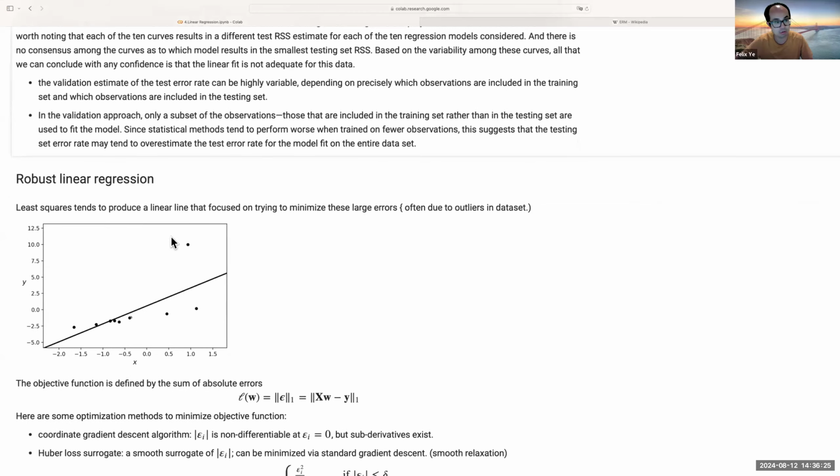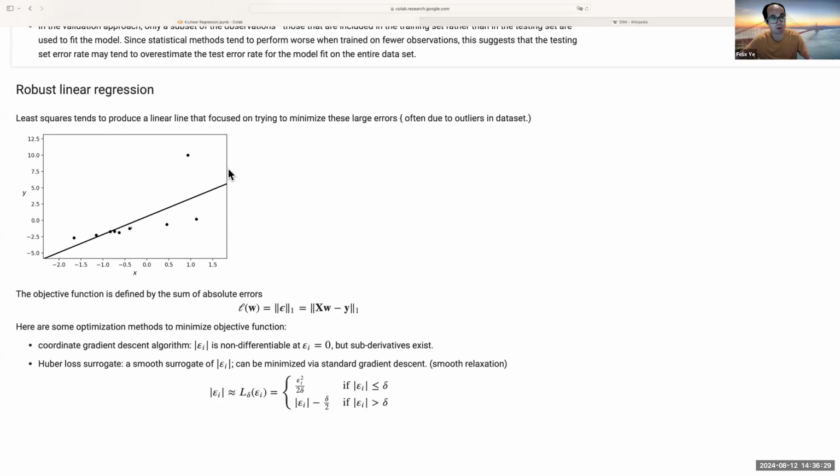Okay, at last I want to talk a little bit about the situation called robust linear regression. We are not going to talk about this in detail, but this is just something to keep in mind. For example, right here, we have some outliers. If our data has some outliers, this is the solution for least squares, because least squares will be favored by those outliers.